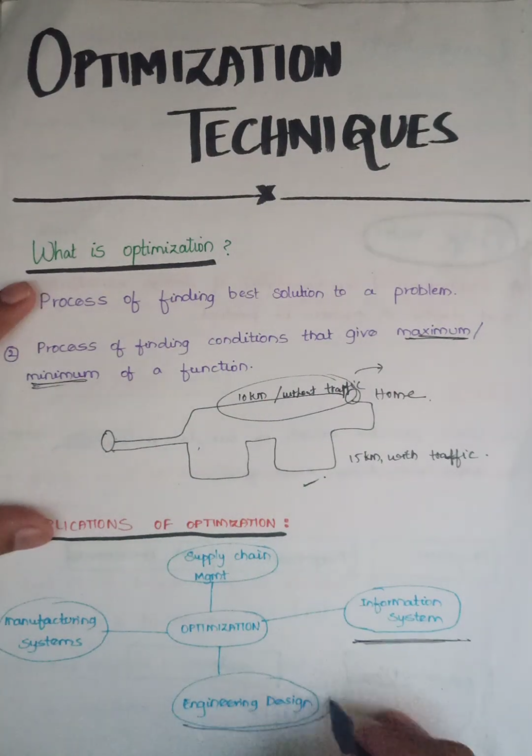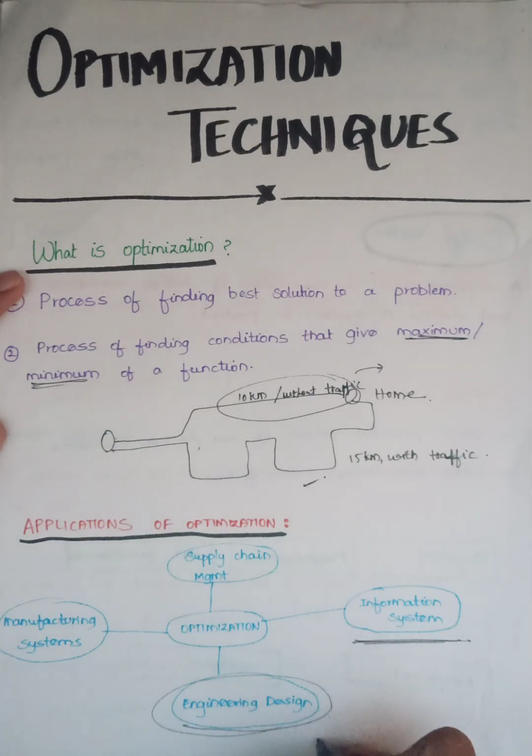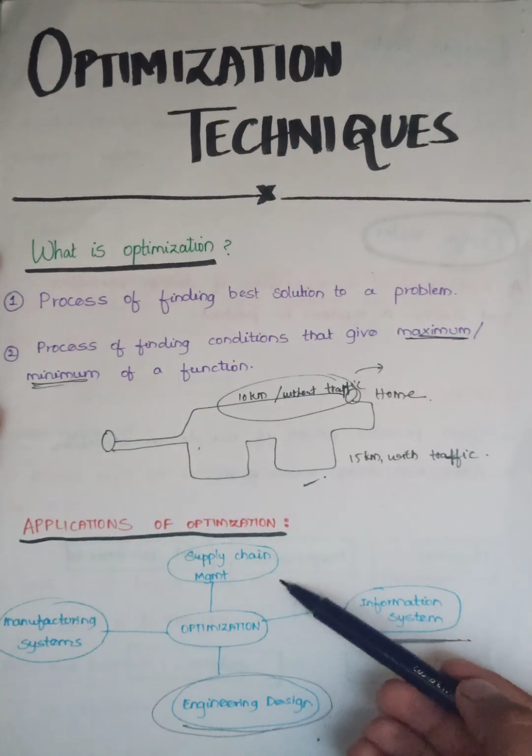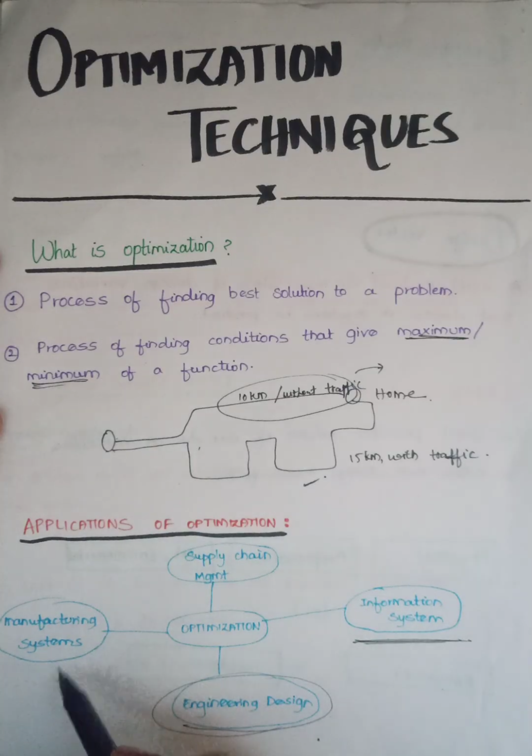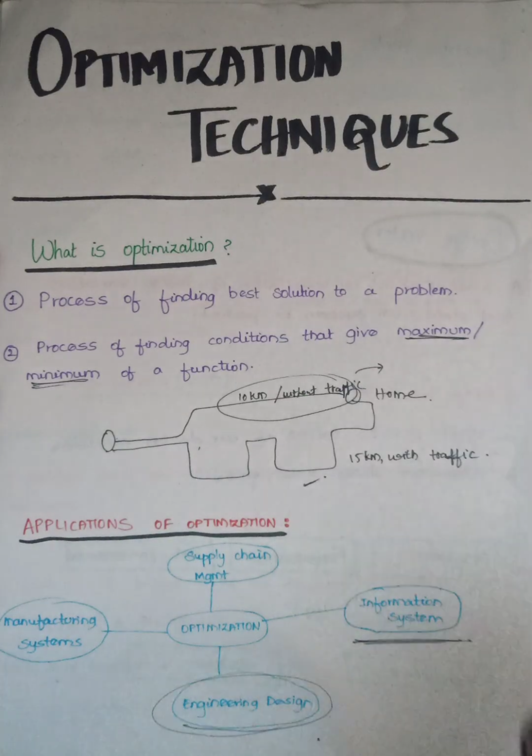So the second one is engineering design. Even in engineering design, we use optimization techniques the most. Then supply chain management and operations, and manufacturing systems. Even in industries and manufacturing systems, we use optimization techniques.